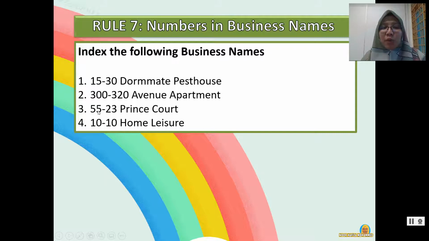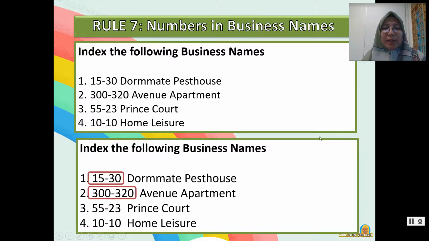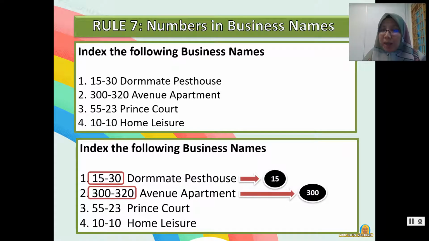But this one, number 3, 55 to 23, is not an inclusive number, and the same goes for this one, 10, 10 is not an inclusive number. Okay, so I'm going to look at this one. This is what we call, again I repeat, an inclusive number, because it is in the arrangement from the lowest to the highest. Yes, and then for the answer, we only choose 15, not 15-30. And for question number 2, we only choose 300.